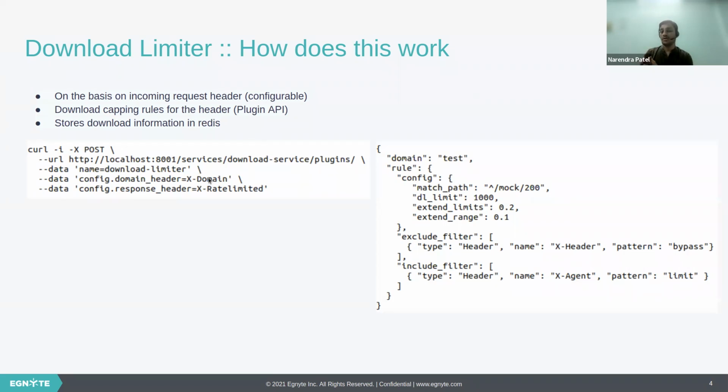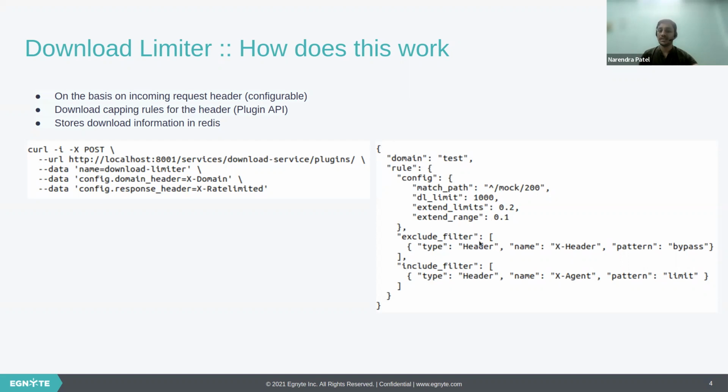But now you have this header against which you want to rate limit, so what would be the rules for that? The plugin also provides you an API with which you can provide rules for rate limiting. We'll walk through a demo where we'll see how we can apply this API and the plugin as a whole.